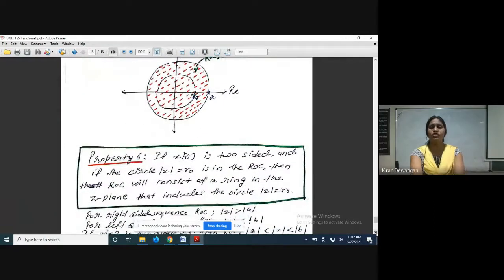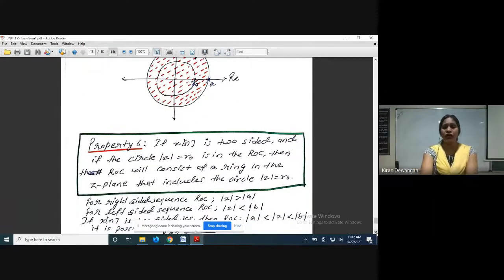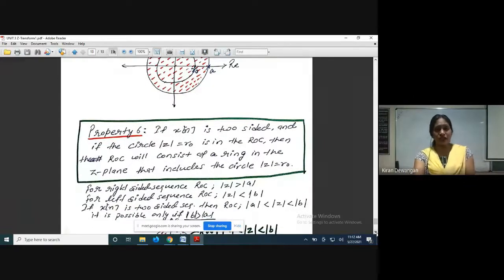If x of n is a two-sided sequence, that is, if it exists on the positive n side and also on the negative n side, then if the circle mod of z equals gamma naught is in the ROC, in that case ROC will consist of a ring in the z plane that includes the circle mod of z equals gamma naught.